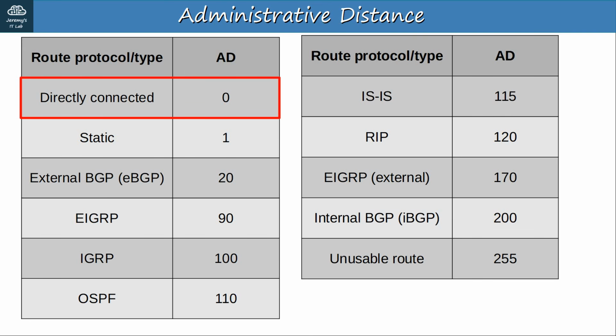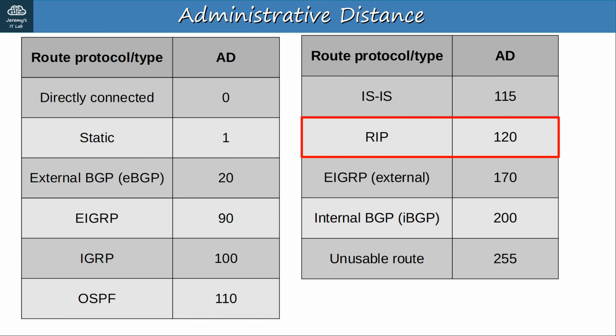So, the most preferred routes are those to directly connected networks. They have an AD of 0. Static routes are the next best. They have an AD of 1. Next up are external BGP, also known as eBGP routes, with an AD of 20. There is another kind of BGP, internal BGP, iBGP, which you'll see later. EIGRP routes have an AD of 90. Next is IGRP, the older version of EIGRP, with an AD of 100. OSPF has an AD of 110. IS-IS has an AD of 115, and RIP has an AD of 120.